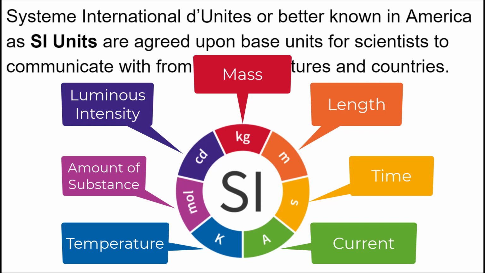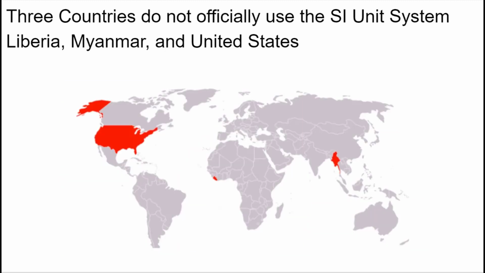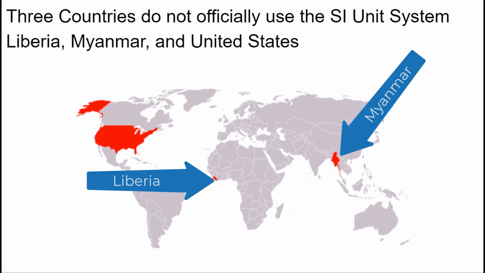The purpose of the SI units is to make sure that there is only one common way that all scientists communicate information. In fact, there are only 3 countries that officially do not use the SI unit system, and those are Liberia, Myanmar, and importantly, the United States. This does not mean that scientists in these countries do not abide by SI units, it just means that officially these units have not been adopted by these countries.